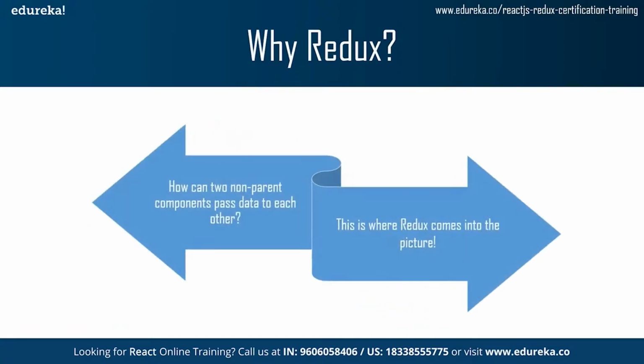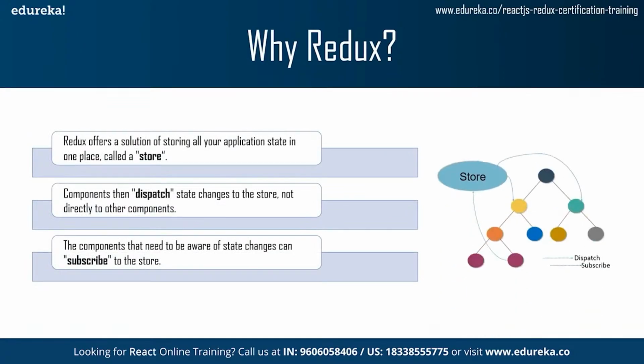So the question that comes up is, how can two non-parent components pass data to each other? This is where Redux comes into the picture. As you can see in the picture, a store is a place where you can store all your application state together. Now the components can dispatch state changes to the store and not directly to the other components. Then the components that need the updates about the state changes can subscribe to the store.